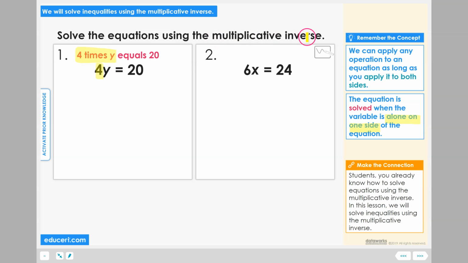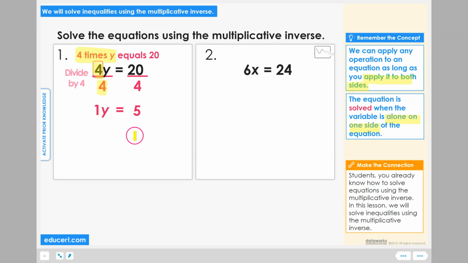The multiplicative inverse is to divide by 4. That will turn the coefficient 4 into a 1. And if we divide by 4 on one side, we need to divide on the other side to keep the equation balanced. So 20 will also get divided by 4. On the left-hand side, 4y divided by 4 equals 1y. And on the other side, we have 20 divided by 4 equals 5.